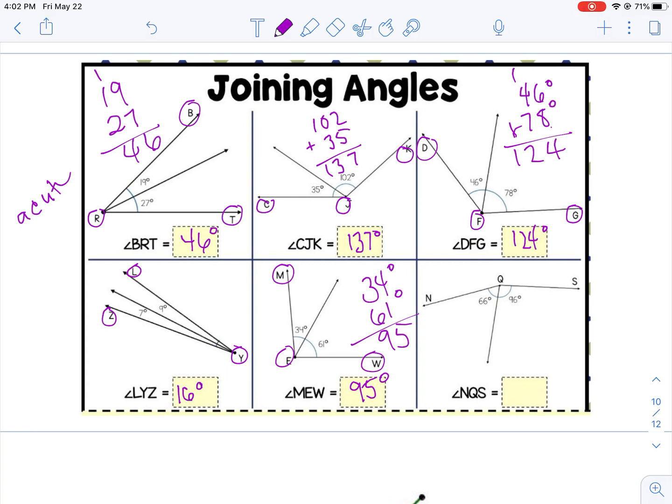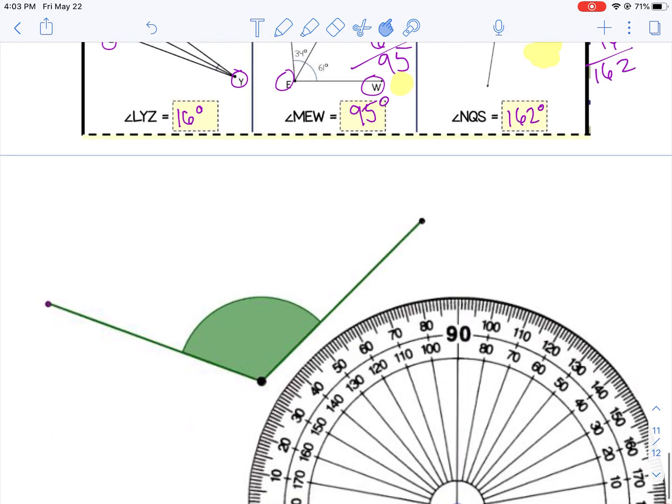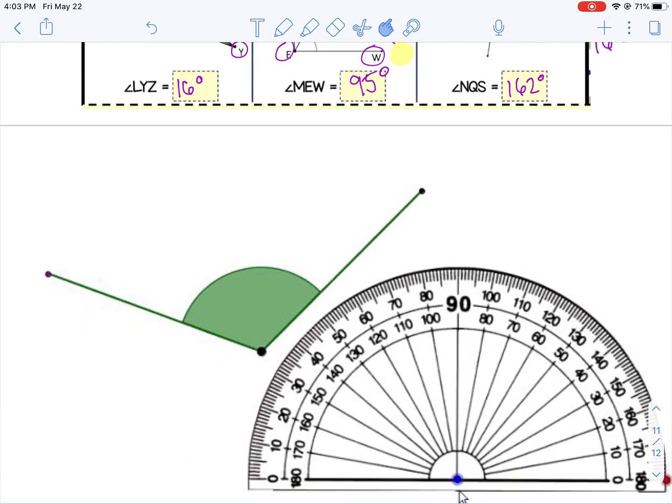And then here, this is, my goodness, quite a big angle. So we know it's obtuse. So we have NQS, and we've got 66 plus 96 degrees. And so that's 12, and this is 16. So we have 162 degrees, which would be obtuse. So this one's obtuse, this one's obtuse, this is obtuse, and this is obtuse. And the other ones are acute. All right. So I hope this is making sense.